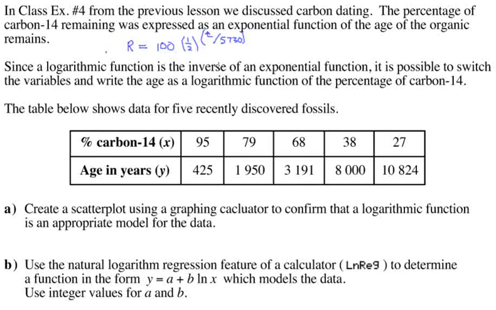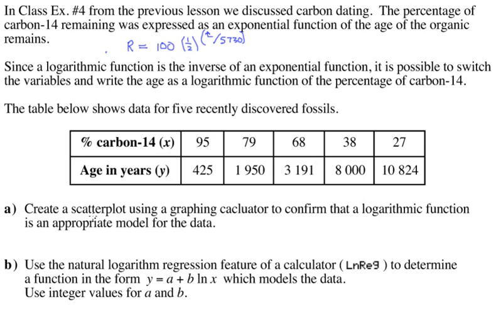Since a log function is the inverse of an exponential function, it's possible to switch the variables and write the age as a logarithmic function of the percentage of carbon-14. The table below shows data for 5 recently discovered fossils. These are fossils where somehow we got their age by some other means, and then we checked their carbon percentages, and this is what we came up with. So as time passes, the amount of carbon drops rapidly at first and then more slowly.